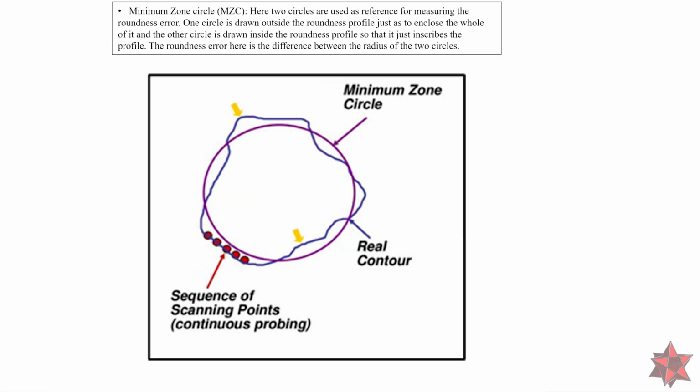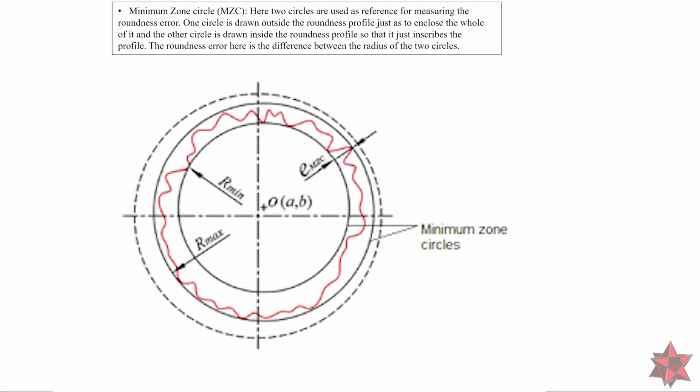And the last one, and the most used one, is the minimum zone circle. Here two circles are used as reference for measuring the roundness error. One circle is drawn outside the roundness profile just to enclose the whole of it, and the other circle is drawn inside the roundness profile so that it just inscribes the profile. The roundness error here is the difference between the radii of the two circles.